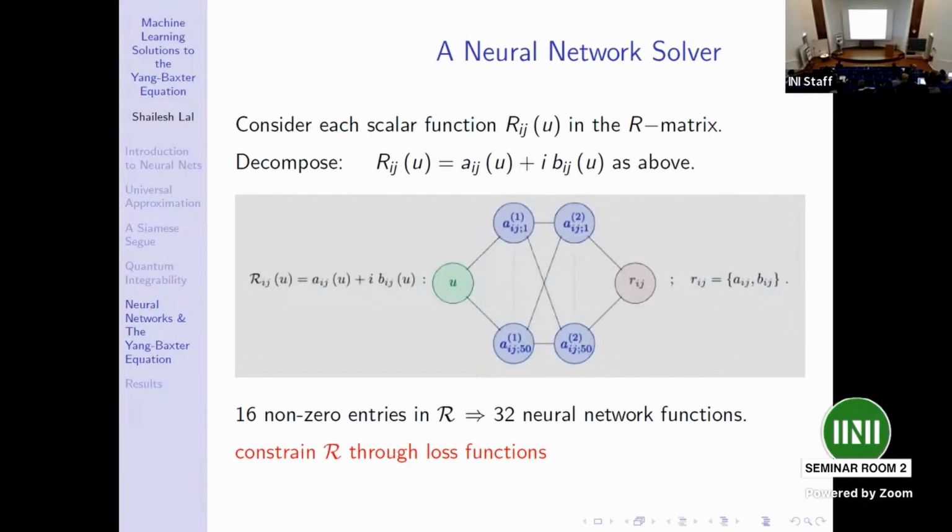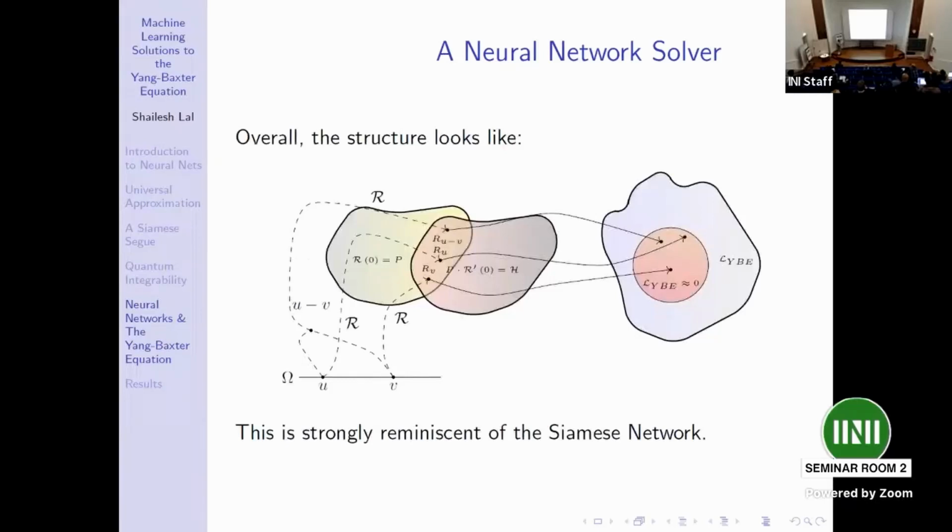But the entire setup, as I said, is really conceptually no different from that Siamese network. Instead of having one function for the Siamese network, we have 32 functions. That's all. Okay, and so overall, you might say, what is the structure?